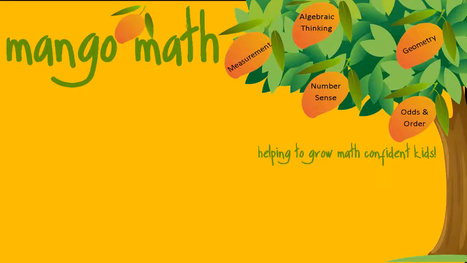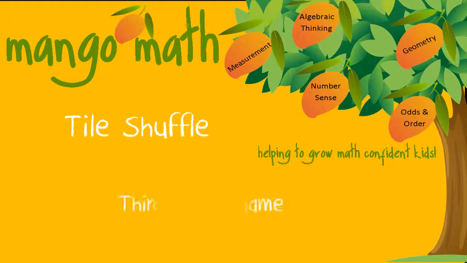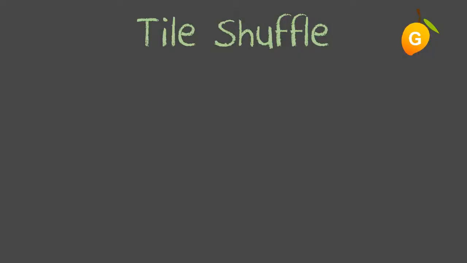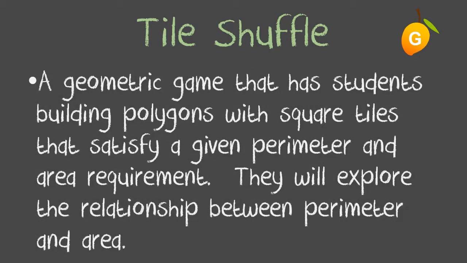Mango Math presents Tile Shuffle, a third grade game. Tile Shuffle falls under the math strand of geometry, and it's a geometric game that has students building polygons with square tiles that satisfy a given perimeter and area requirement. They will explore the relationship between perimeter and area.